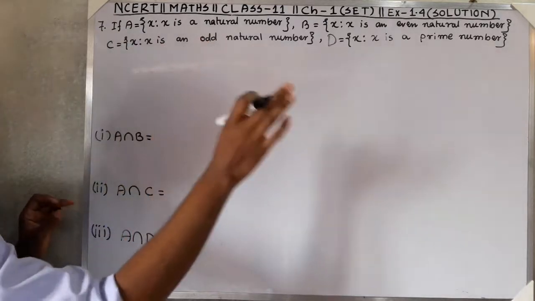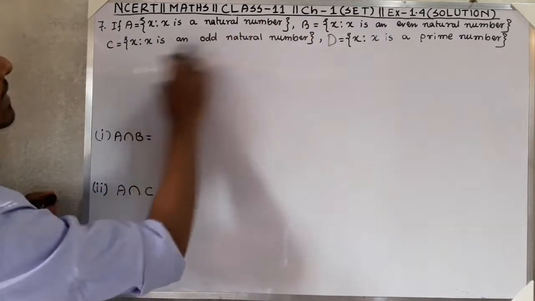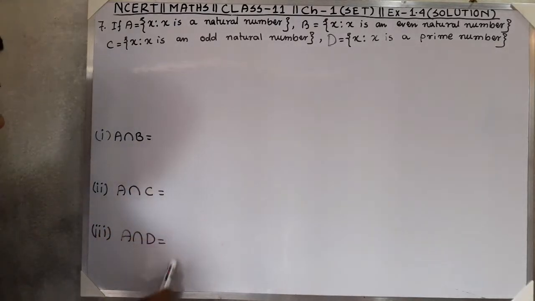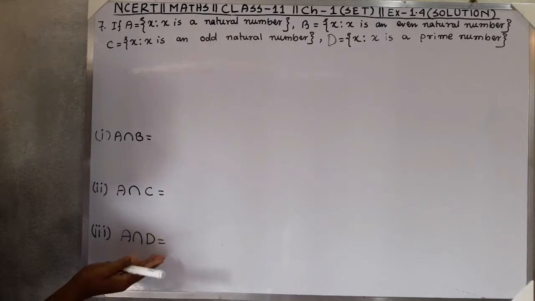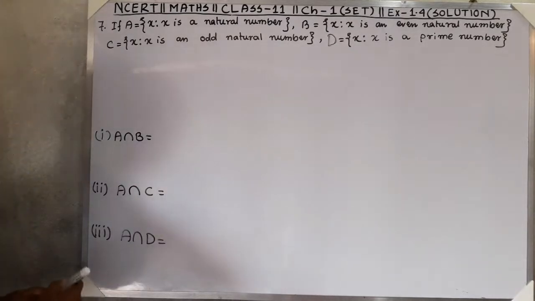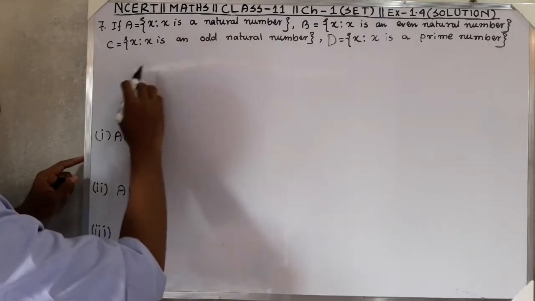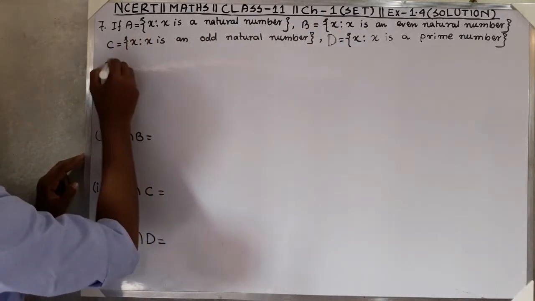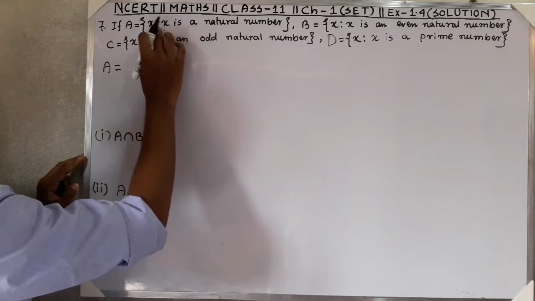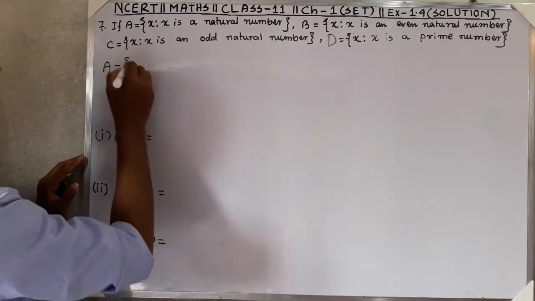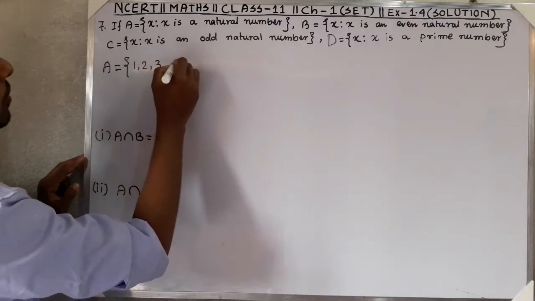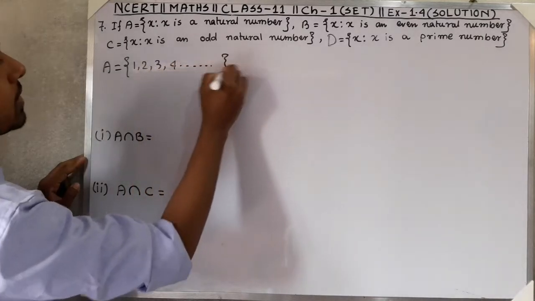We are given four sets, set A, set B, set C and set D, and we have to find out the value of these things. I have taken till question number 3 here. So what are the sets? First we have to write down the tabular form of the given sets. Suppose A is equal to the set of x such that x is a natural number. X is a natural number, that means 1, 2, 3, 4 and so on. This is the set.